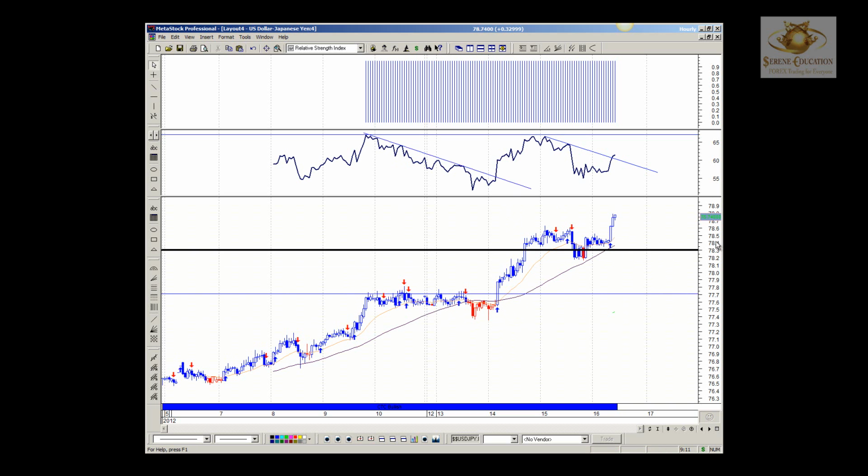So we're going to use the 78.30 as our target, excuse me, as a potential area to see price trading above. If it can remain above here, and price finds support above here, then we should see momentum still favoring the upside.